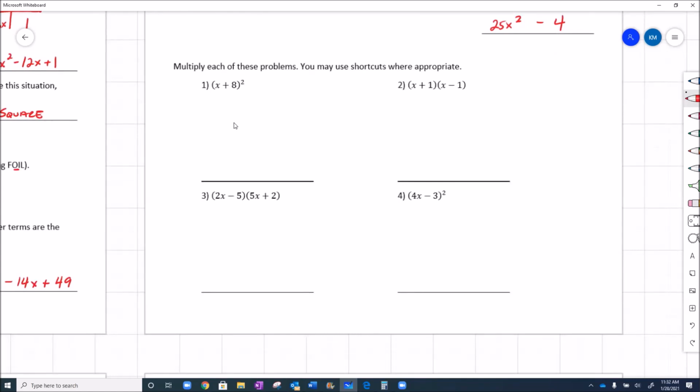So look at here. Number 1, we can say, hey, maybe we have this shortcut, like x plus 8 squared. That shortcut was a squared, the end is b squared, and in the middle we have x times 8 times 2, so 16x. Here we have x plus 1 times x minus 1. Hey, maybe we recognize the shortcut. Everything's the same except for the sign in the middle. So I have x squared, my middle term is going to cancel out, and then I have minus 1.